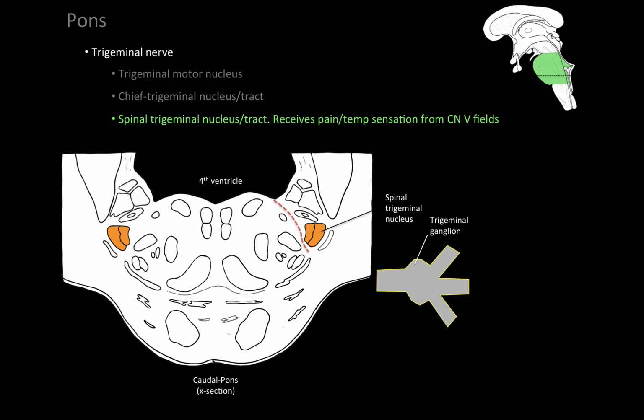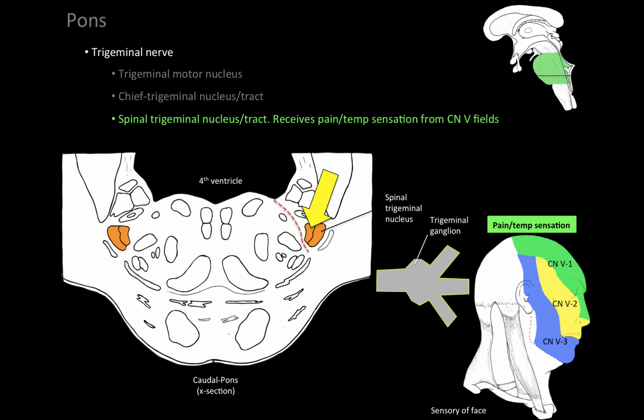And then let's go down to the caudal pons, and we see lateral to the sulcus limitans the spinal trigeminal nucleus and tract, which receives pain and temperature sensation from our cranial nerve 5 fields. And so that's where that nucleus is located. So we see again the sensory fields of the face, but this time we're only dealing with pain and temperature neurons, and they all go back, and that's where they are going to synapse in the spinal trigeminal nucleus.